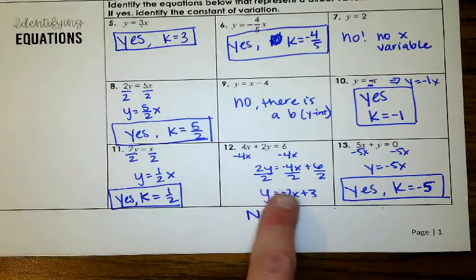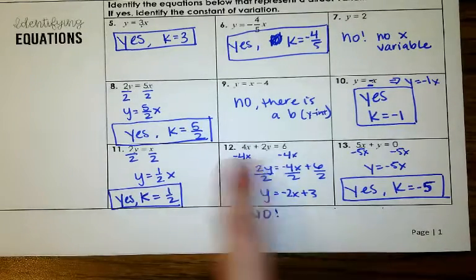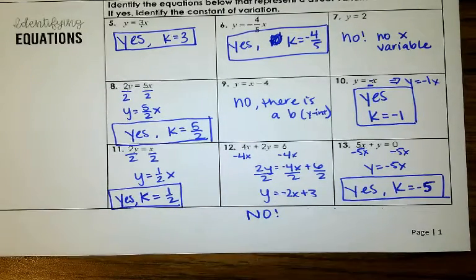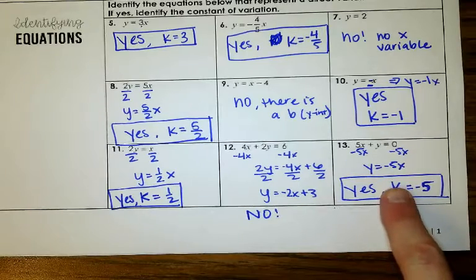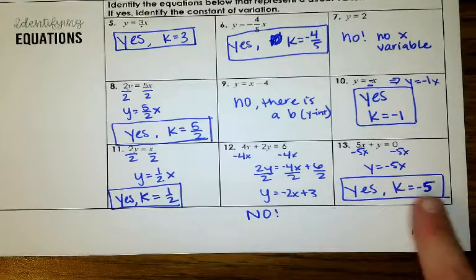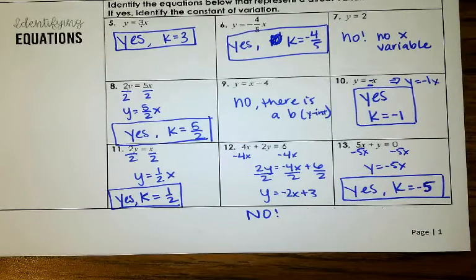Did you really even need to solve it to see that it was not going to be a good one there? No. Yeah, I did, but you didn't really have to. You could have looked and been like, oh, we're going to have a constant term right there that is not going to divide out to 0, so it's not going to work, right? 13 is a yes because it was just a +0, so it was y equals -5x, and so our k was equal to -5. Do y'all feel good?